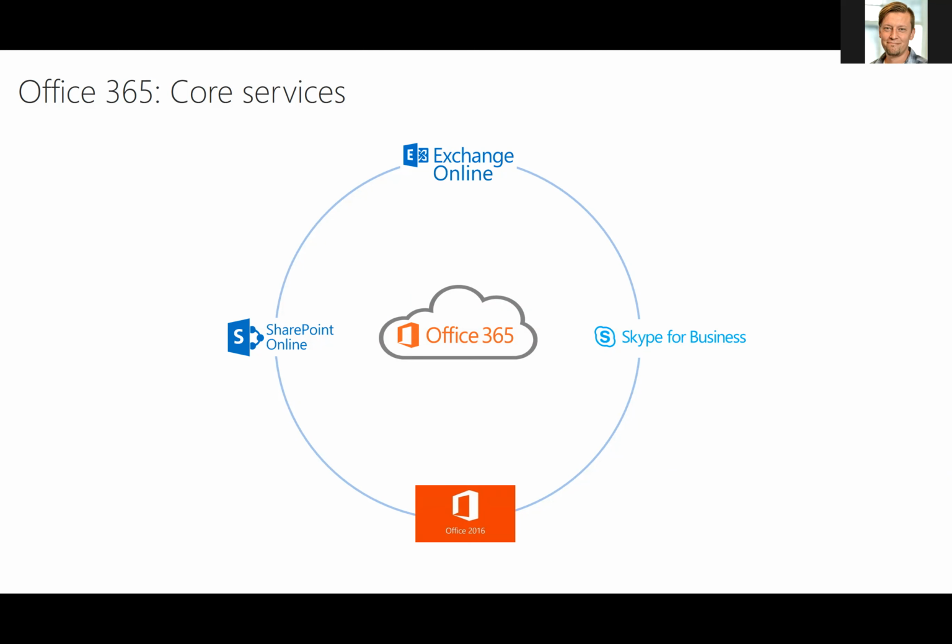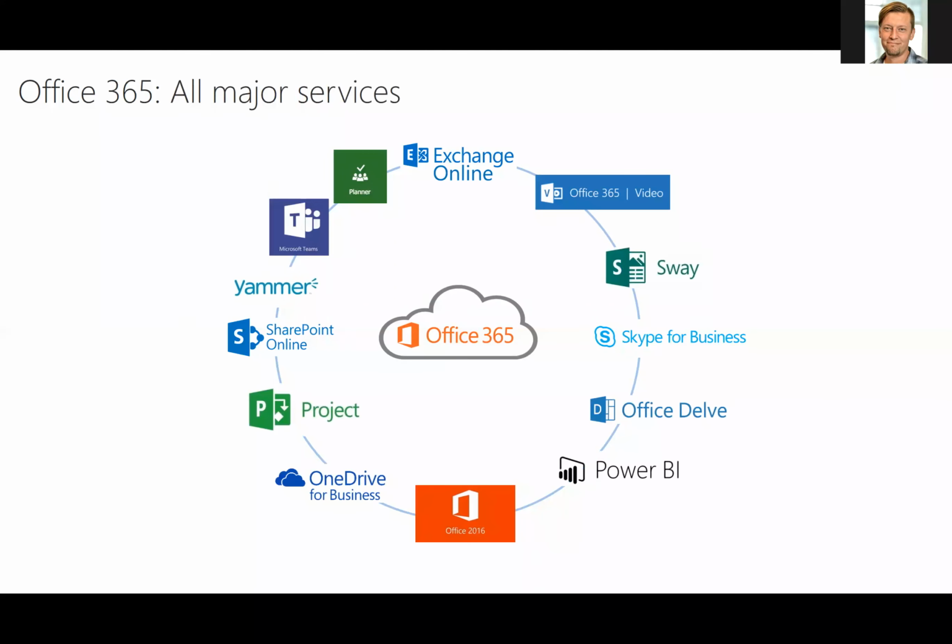If we expand this a bit and add all the major services, we can see that we've got Microsoft Teams, which is fairly new, as well as Planner, part of Office 365 Groups, which is kind of like a service, but more or less is a brand for a multiple set of services in Office 365. Then we have Yammer and Project, as well as OneDrive for Business. OneDrive for Business is fairly close to SharePoint Online.